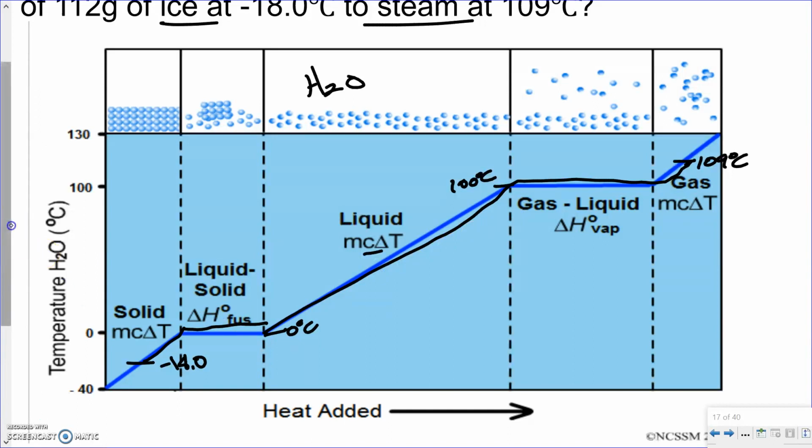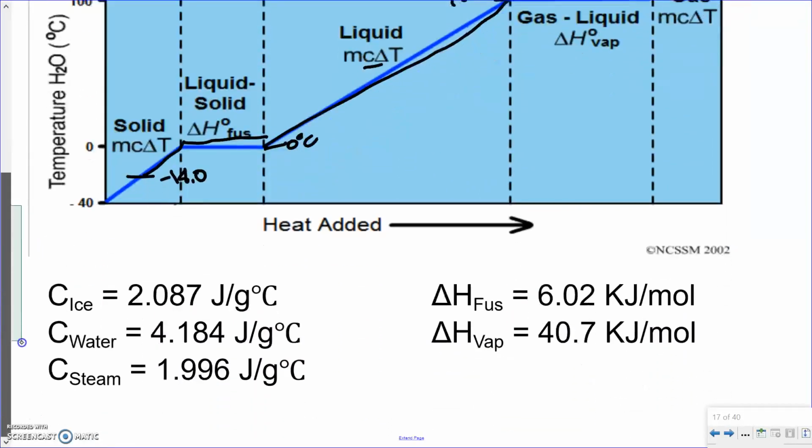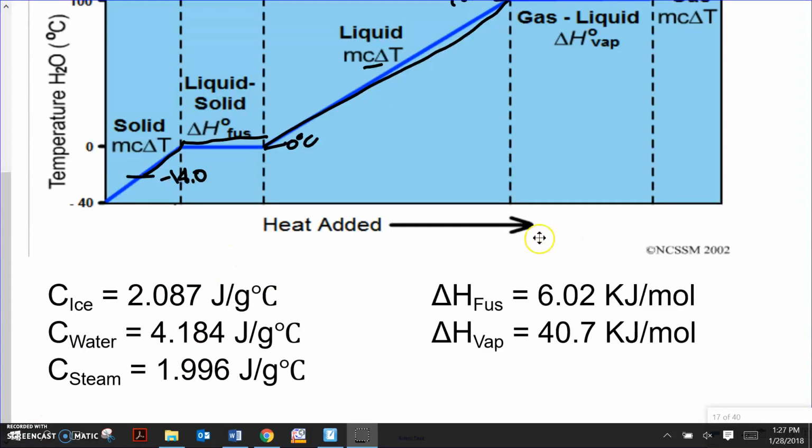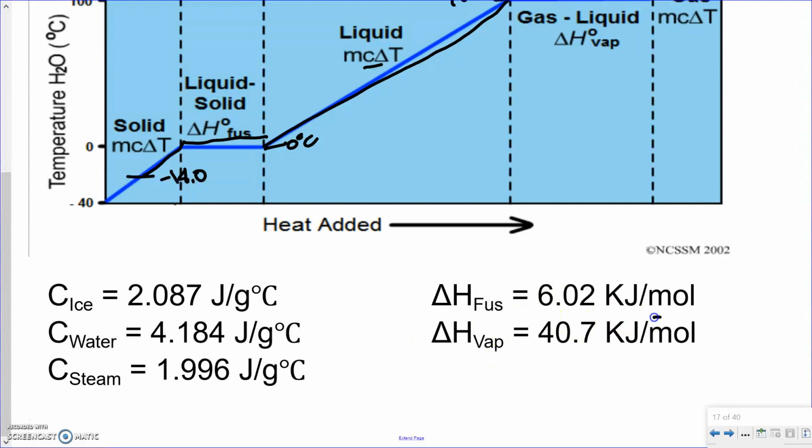From there, we're given all this wonderful data. We're told the specific heat capacity of ice is 2.087, the specific heat capacity of water is 4.184, and the specific heat capacity of steam is about 1.996 joules per gram degree Celsius. So these are the specific heat capacities used at each different place. From there we're given our enthalpies. Our enthalpy of fusion is 6.02 kilojoules per mole, and our enthalpy of vaporization is 40.7 kilojoules per mole.